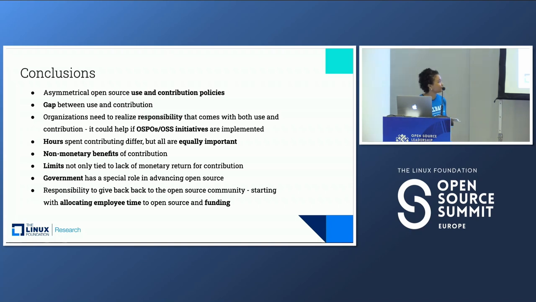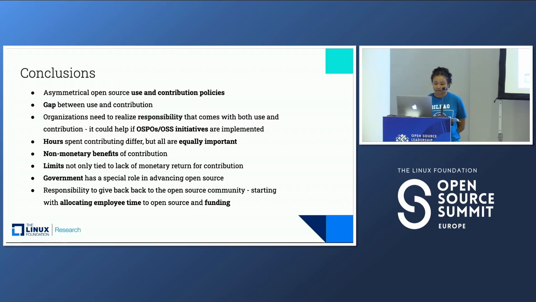All right, so now going down to the conclusions and what I think are the most important findings from this data is that we can see asymmetrical open source use and contribution policies. There is a gap between use and contribution, and organizations need to realize their responsibility that comes with use and contribution and that there should be steps followed before contributing or during using open source. It does correlate with whether an organization has an OSPO or another OSS initiative to help with that.